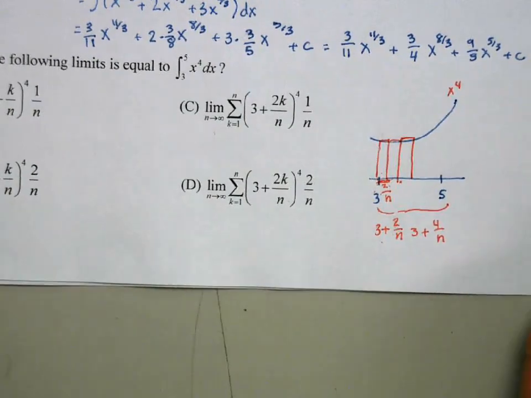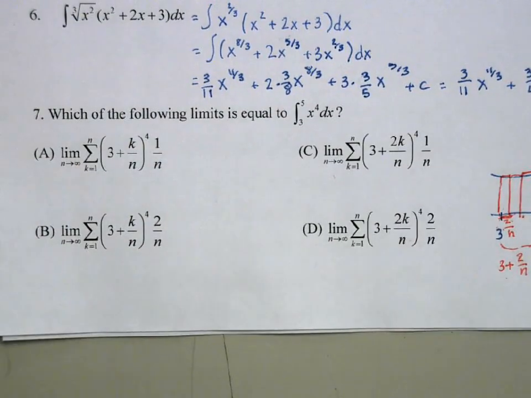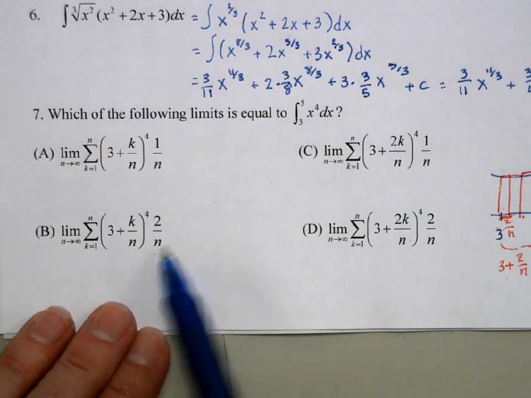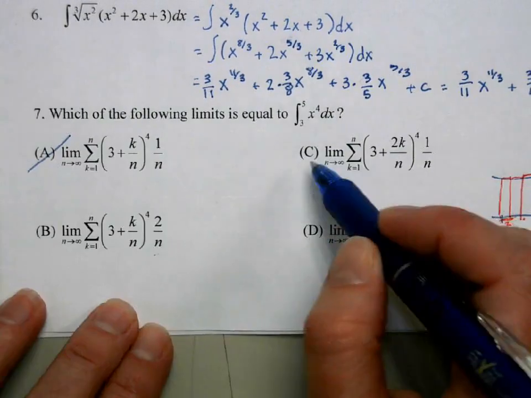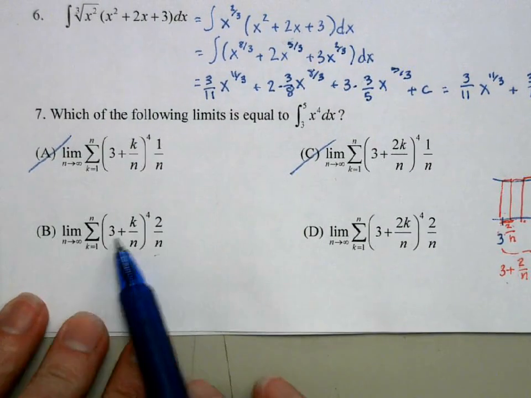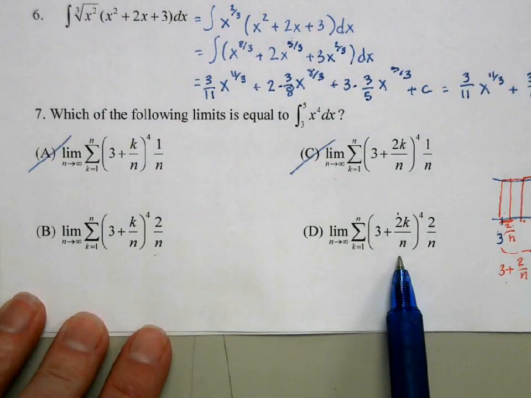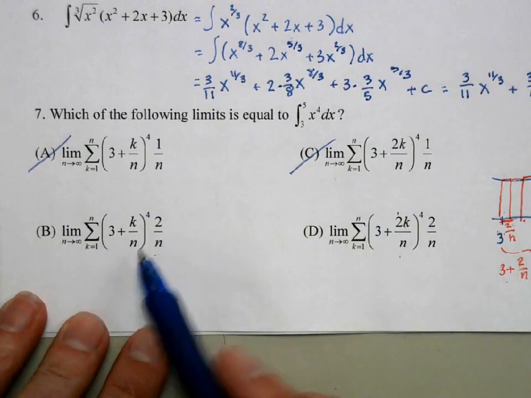So going back to here, my widths are 2 over n. So there's my width of 2 over n, not 1 over n. And we're adding 2 over n k times to our 3, not just k over n.